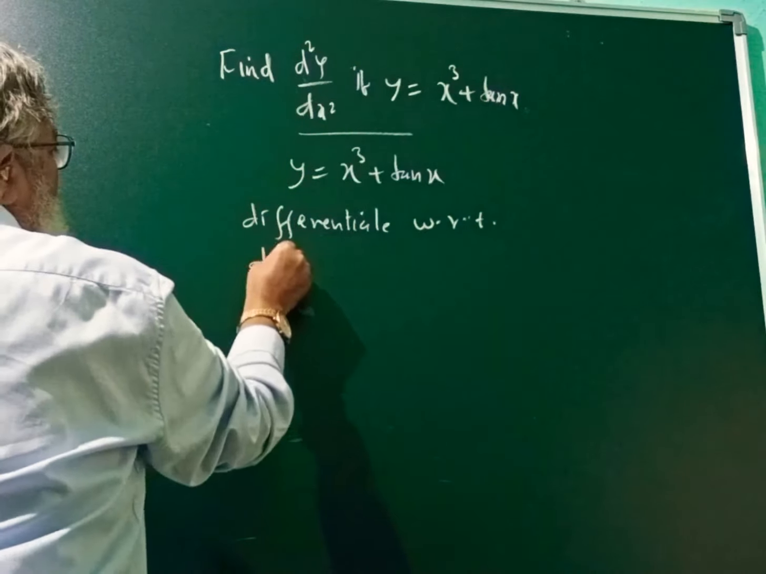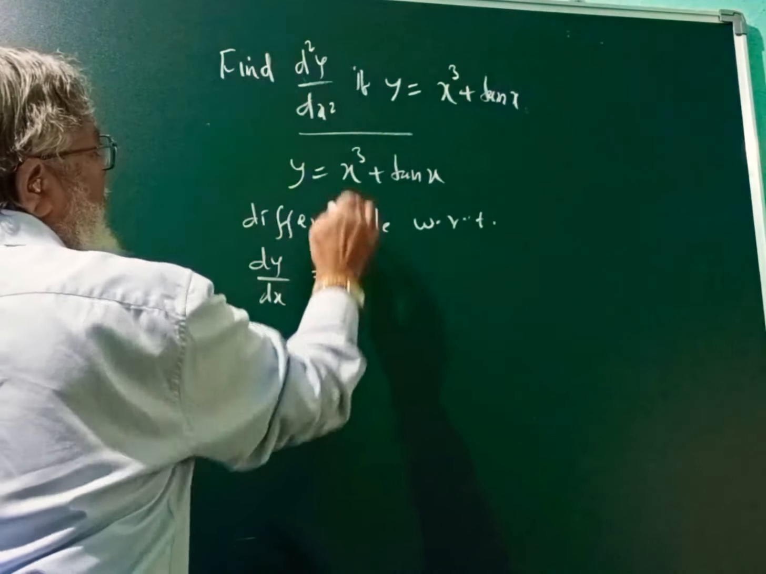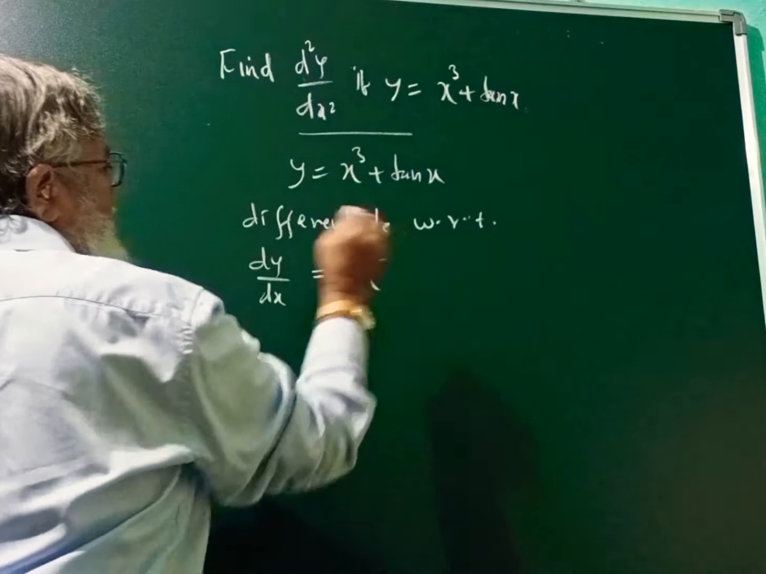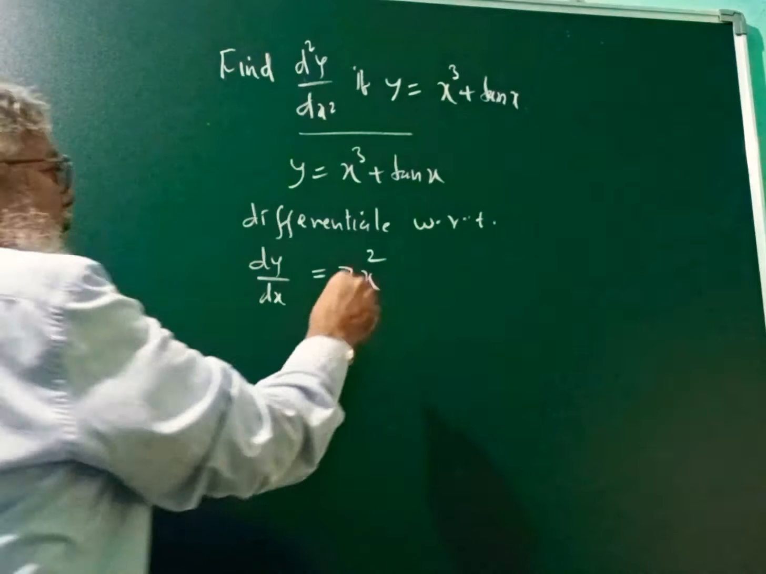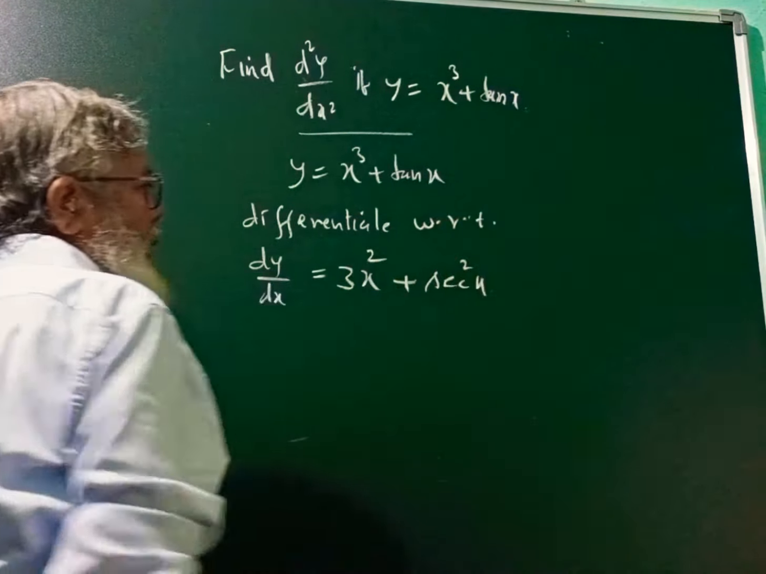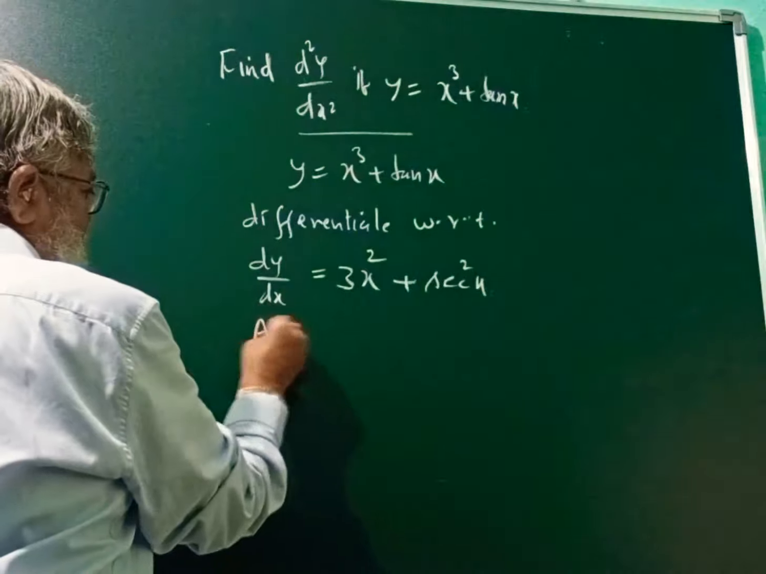Differentiation of y with respect to x is dy by dx. And here it is differentiation of x cube, the formula x raised to n, n x raised to n minus 1, we know it. And differentiation of tan x is sec square x. One time it is differentiated. One more time we have to differentiate. Again differentiating.